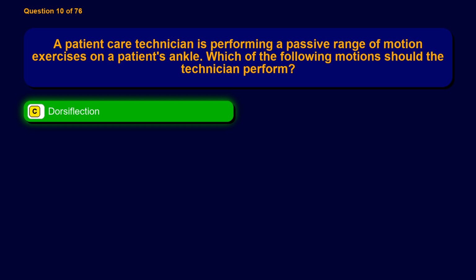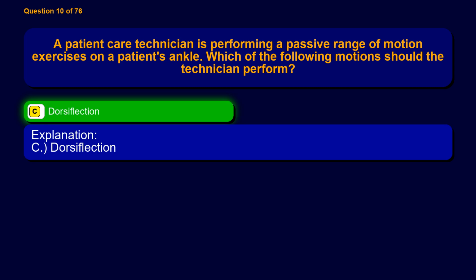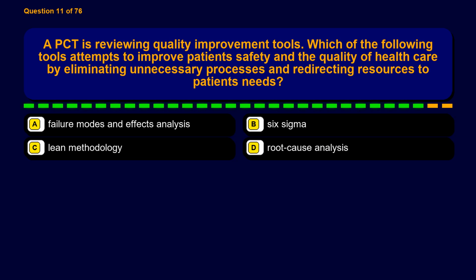The correct answer is option C. Dorsiflexion. Question 11. A PCT is reviewing quality improvement tools. Which of the following tools attempts to improve patient safety and the quality of health care by eliminating unnecessary processes and redirecting resources to patients' needs?